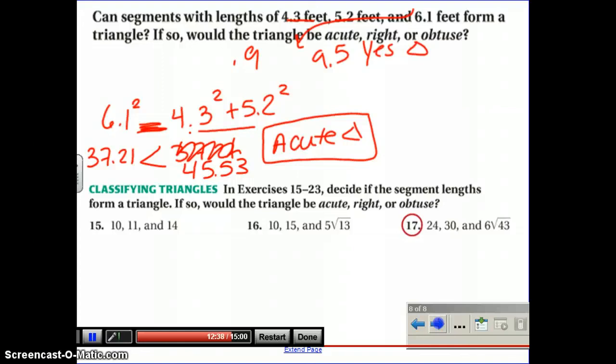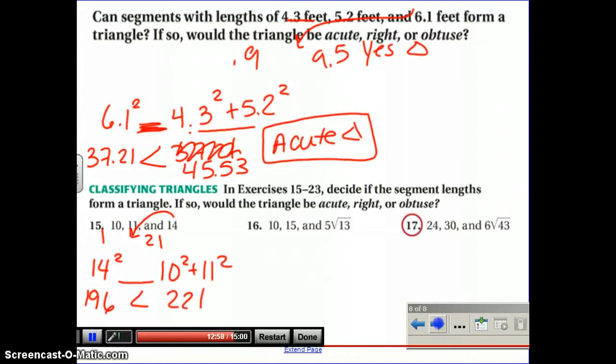Okay, let's take a look. In 15, they do indeed form a triangle because their difference is 1, their sum is 21, and 14 is between them. Now, let's see. Is 14 squared greater, less than, or equal than 10 squared plus 11 squared? If we do that math, we get 196 and 221. So this is less. Once again, we have an acute.